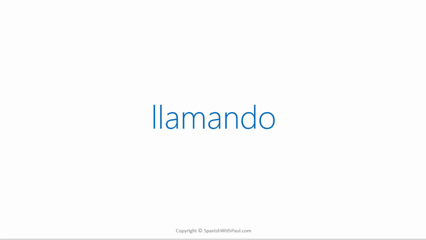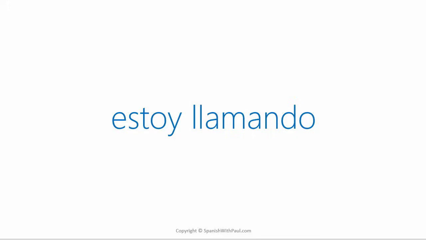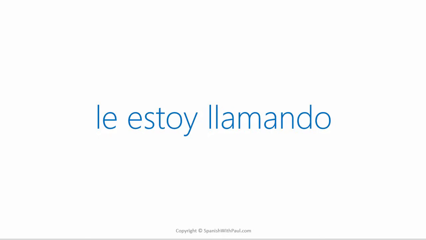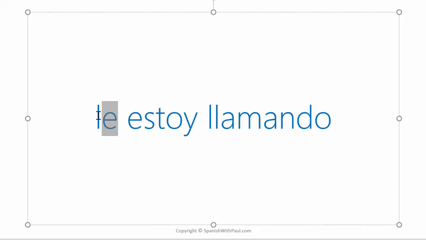Llamando. How would you say I am calling? Estoy llamando. To say I am calling him or calling her, it would be le estoy llamando. Literally, to him or to her, I am calling. Once again, the pronoun we needed was placed way up front. So, le estoy llamando means I'm calling him or I'm calling her.